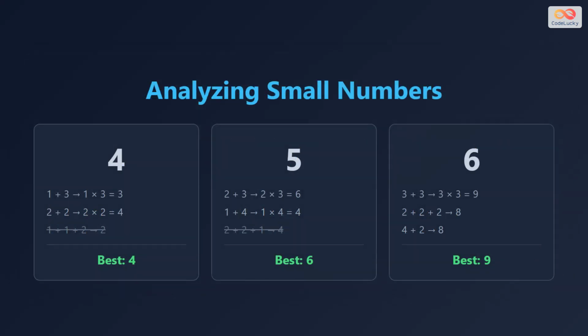Let's look at some small examples to build our intuition. If we have the number 4, breaking it into 2 and 2 gives us a product of 4, which is better than 1 and 3. For 5, 2 and 3 gives us 6. And for 6, 3 and 3 gives us 9. Notice how we are avoiding ones and trying to keep the numbers relatively close together.